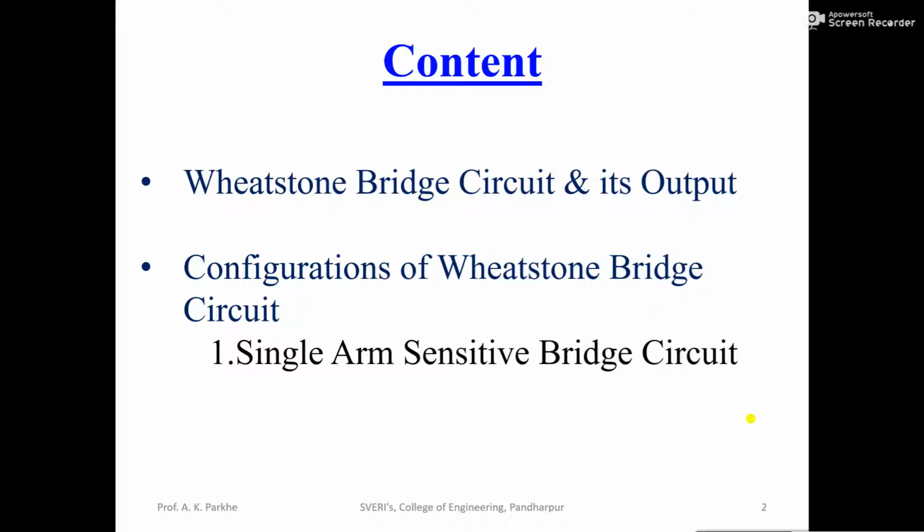Sometimes in an application two strain gauges are used, and then the configuration is called a two arm sensitive bridge circuit. Why two arm? Because two strain gauges are there. In many applications we can use four strain gauges, and that configuration is called a four arm sensitive bridge circuit. Like that, many configurations are there for the Wheatstone bridge circuit along with strain gauges. In this part 2, we are going to study only the single arm sensitive bridge circuit, and the remaining configurations we will discuss in the next lecture.